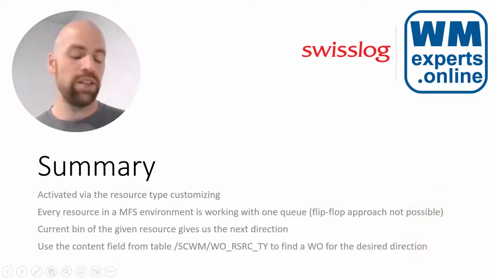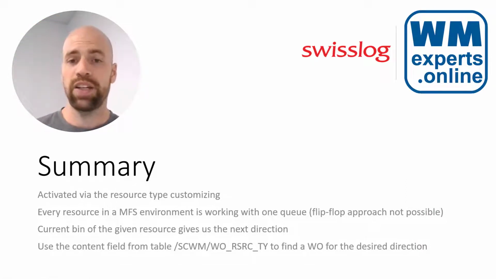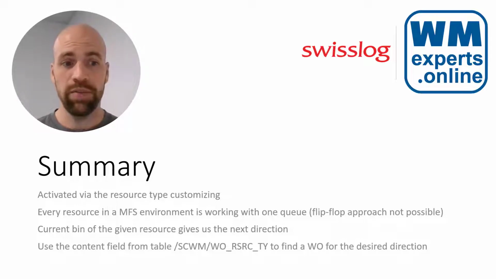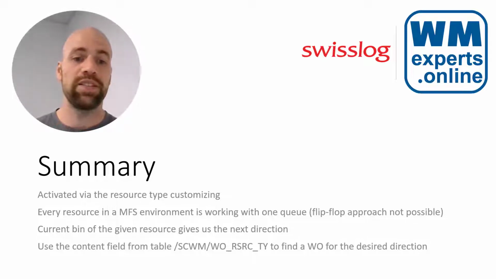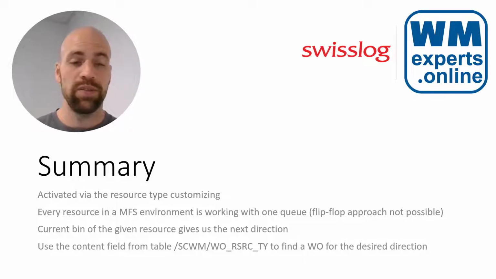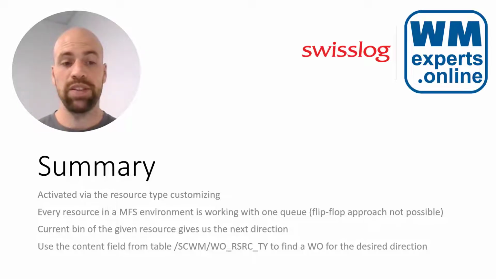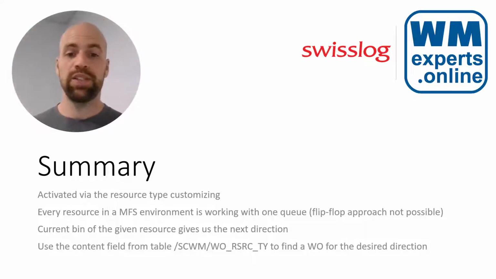And we actually covered everything at this point already that I wanted to communicate in terms of task interleaving, so it's time for a quick summary from my end. What you should take away from here is that interleaving for automated storage types, so for example for automated storage and retrieval systems, is activated based on the resource type and customizing this tiny little flag, remember? And every resource in an MFS environment is working with one queue.